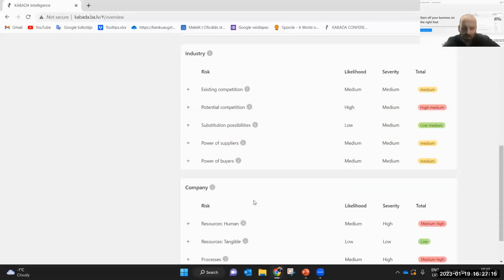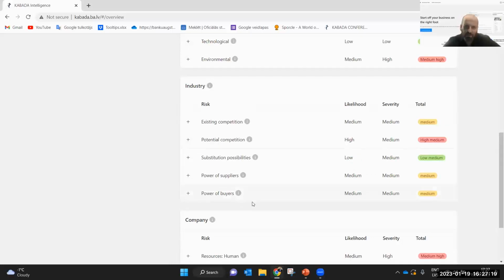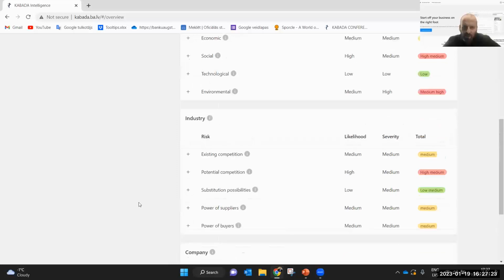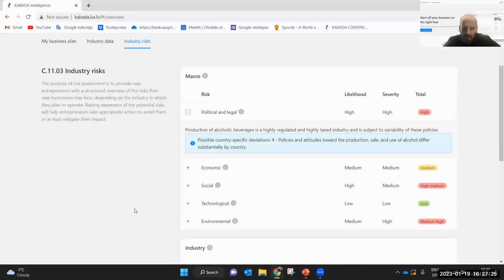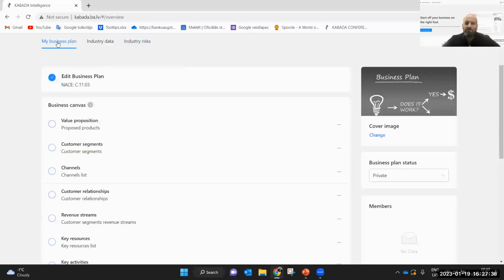And we have all in all 13 different types of risks related to the activities in the industry, which are evaluated by the pool of experts. So again, these first two parts, industry data and industry risks, are just for your information, so that you can have some insights, which are made automatically by the system.